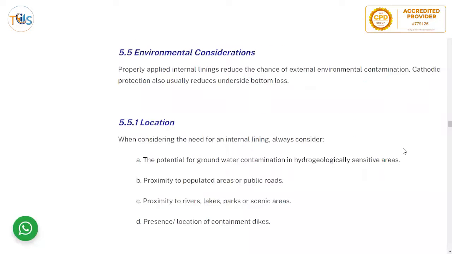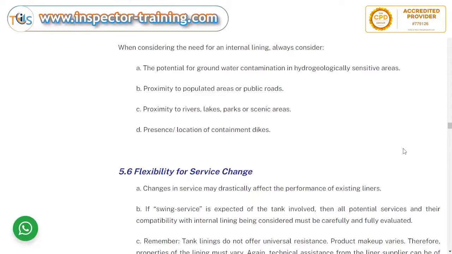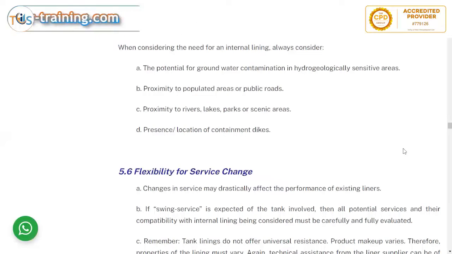Environmental considerations. Properly applied internal linings reduce the chance of external environmental contamination. Cathodic protection also usually reduces underside bottom loss. Location. When considering the need for an internal lining, always consider the potential for groundwater contamination in hydrogeologically sensitive areas, proximity to populated areas or public roads, proximity to rivers, lakes, parks, or scenic areas, presence and location of containment dikes.